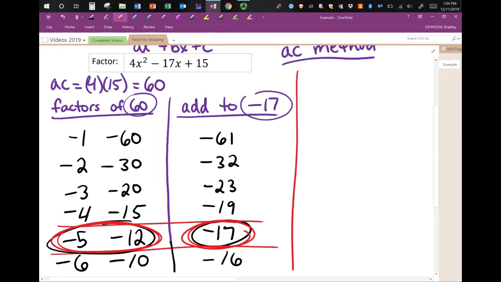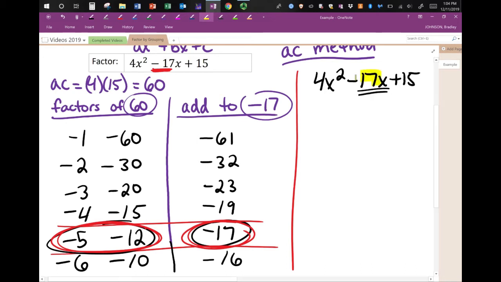Now, this is just one part of it, okay? And this was a big part, keeping in mind all these negatives that we had to deal with. And the negatives are because of that negative 17 right up here, that middle term. I'm going to rewrite my problem over on the right-hand side, and I will be using the negative 5 and negative 12 in the middle.